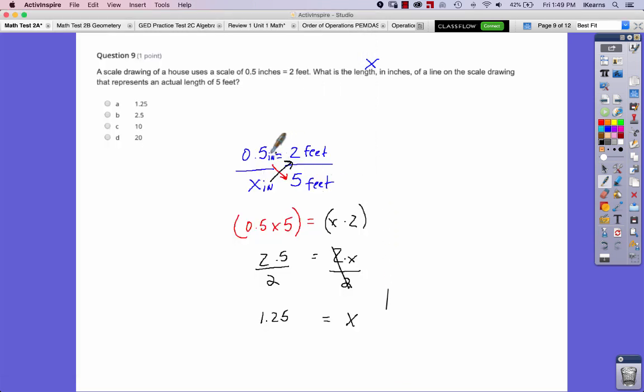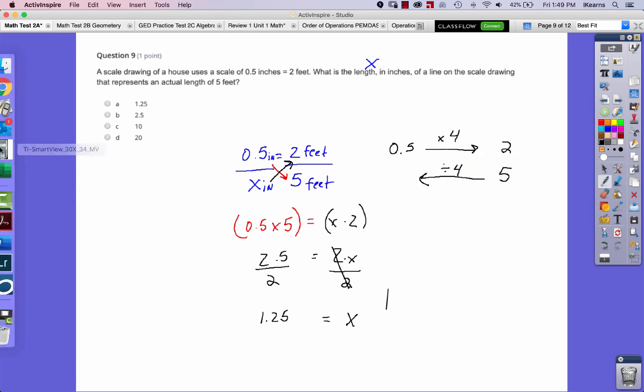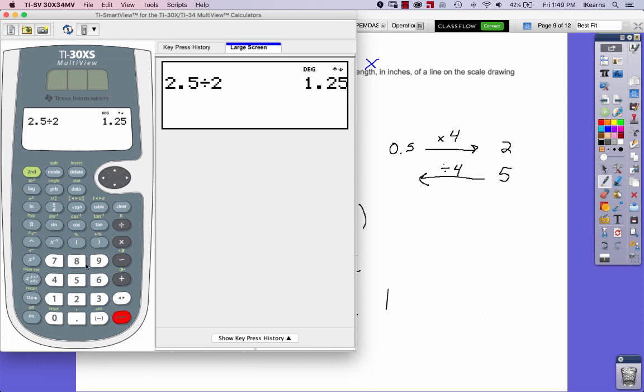The other way is to figure out your scale factor. Okay, so if you go from 0.5 and you scale in this direction to get to 2, you would have to multiply by 4. Because how many halves are in 2? Well, there's 4 of them. So if you start with 5 and you had to go in the other direction, you would use the same scale factor, but you would divide by 4. So it would be 5 divided by 4, which again, you could do the math longhand, or if you had a calculator, you could do 5 divided by 4. You're going to get the same answer, 0.25.